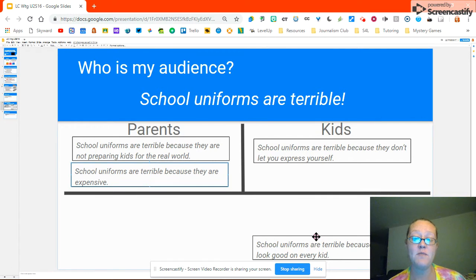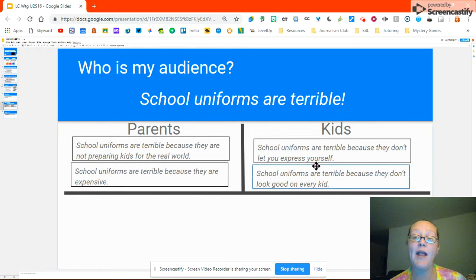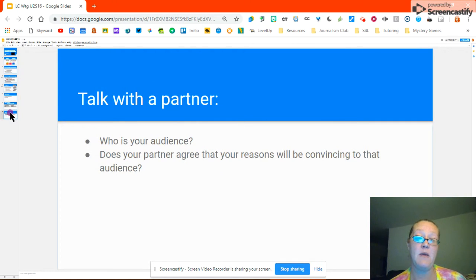And then the uniform's not looking good. Hopefully your parents want you to look your best every day, but they're also not as concerned about fashion and how they look as you probably are. So that would be a good reason for an essay towards kids. So you want to make sure that you're thinking about who your audience is when you're writing and using reasons and evidence that would best convince those people.